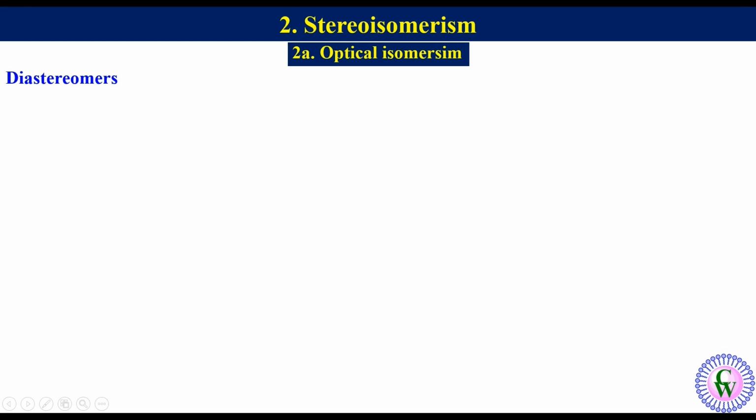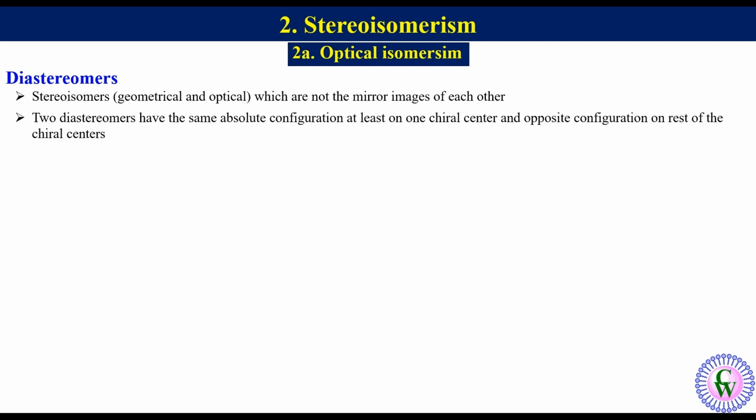Diastereomers. Diastereomers are defined as stereoisomers including both the geometrical and optical, which are not mirror images of each other. In optical isomerism, the two diastereomers have the same absolute configuration, at least at one chiral center, and opposite configuration at rest of the chiral centers.